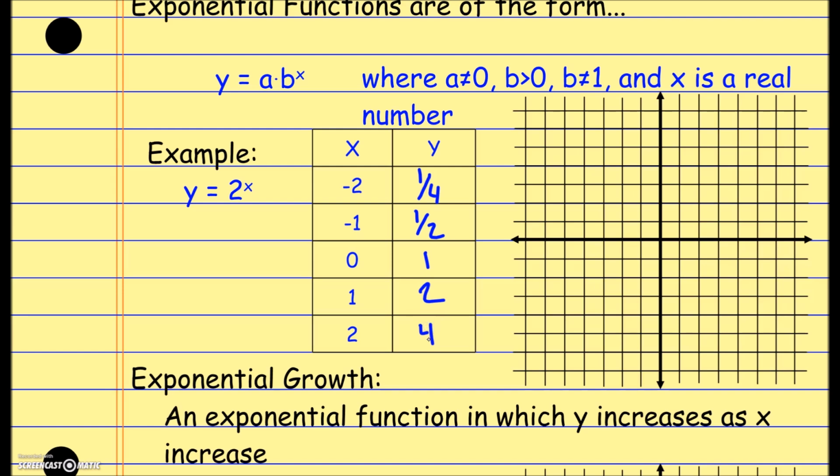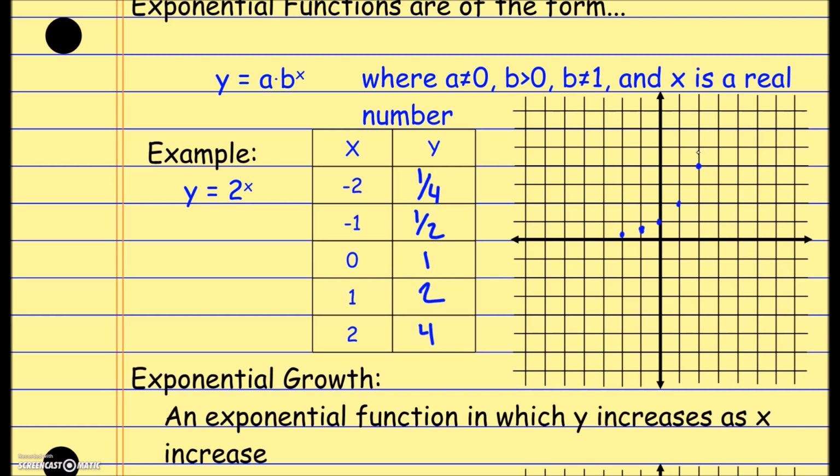So I plugged each of these in, and now I'm just going to plot them on my graph. So let's see, -2, 1/4 is down here somewhere. -1, 1/2 is right here. Sorry, I can't count. Let me try that again. -2, 1/4 is here. There we go. And so I plot each of these things, and it gives me this graph, okay? And it looks like I've got some kind of curve forming. And the question really is what it does on each end.